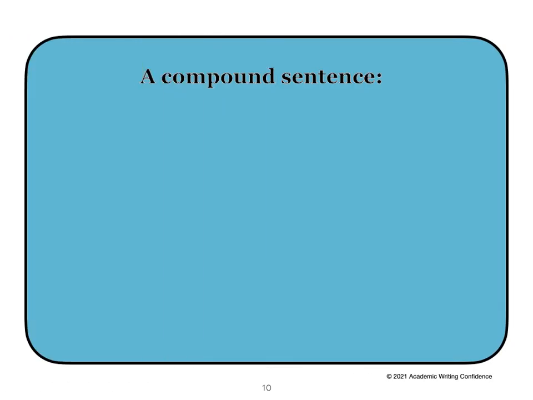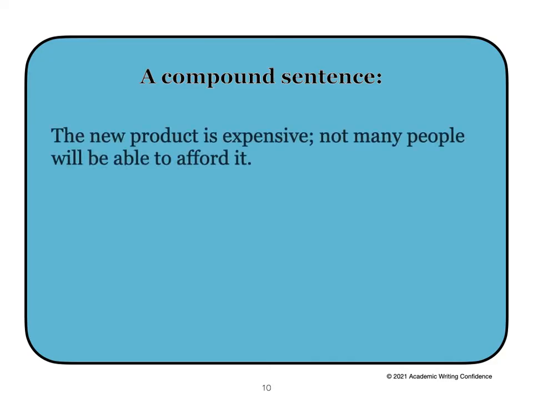Another way to write a compound sentence is like this. The new product is expensive; not many people will be able to afford it. Now here we have put a semicolon in place of the word so. This is another good type of compound sentence that you should write in your essays.